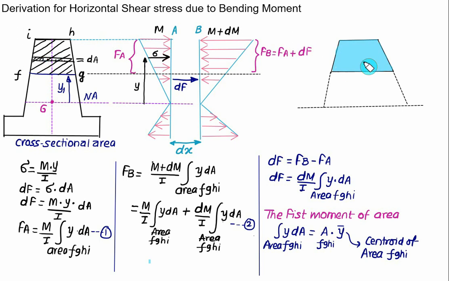So this hatch area I am showing separately. This one is our neutral axis NA. This one is our centroid, equal to G. Our hatch area is FGHI.